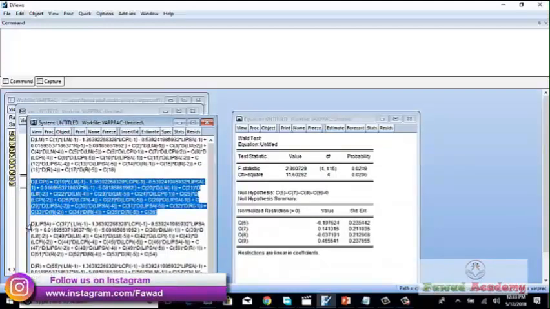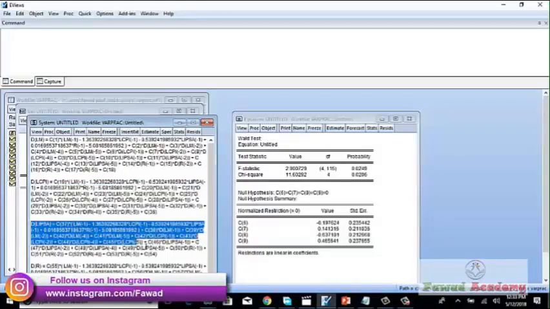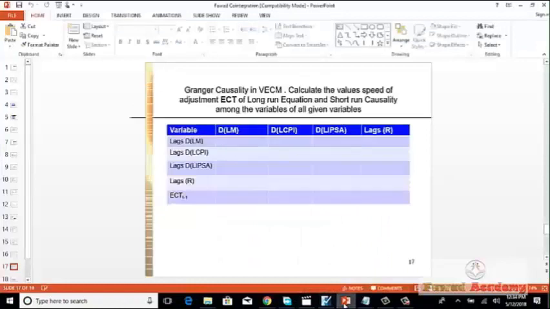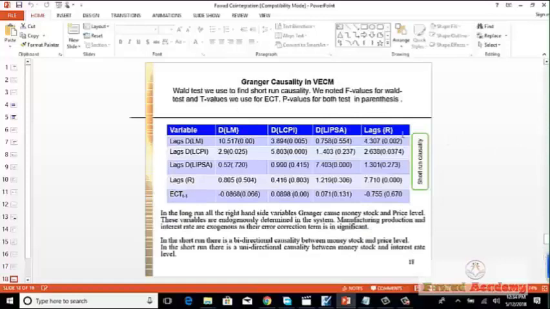And you can also make the industrial production a dependent variable. So look at this PowerPoint file. This is our dependent variable and these are the independent variables, and this is the speed of adjustment for the money supply, whether it will be adjusted after every shock or not. So you can also find it for the consumer price index, for the industrial production, and for the interest rate. Look at the relationship which I have calculated already.